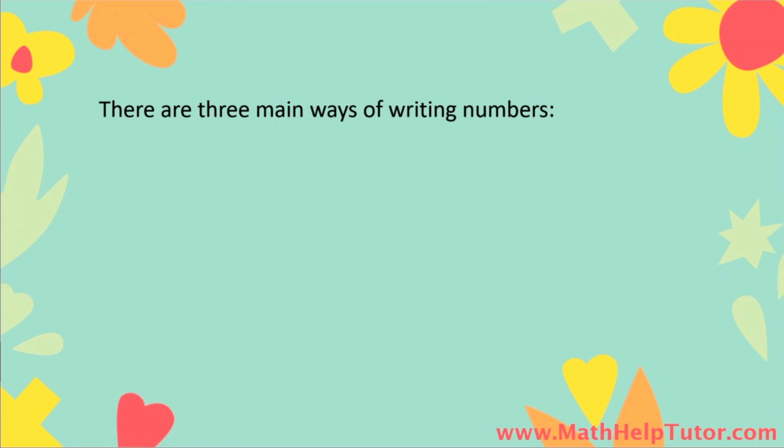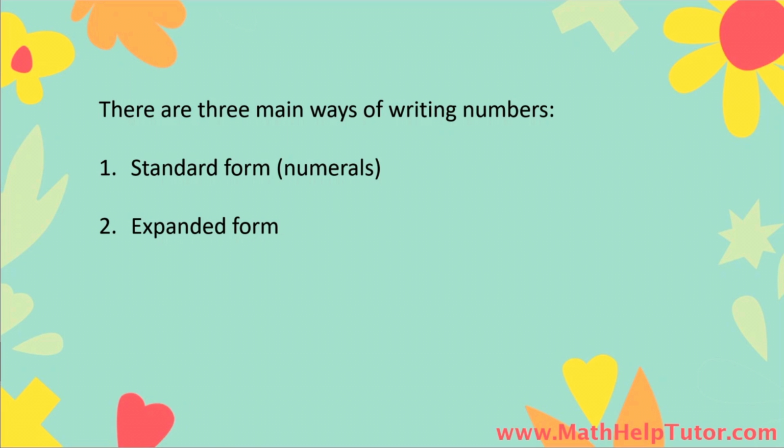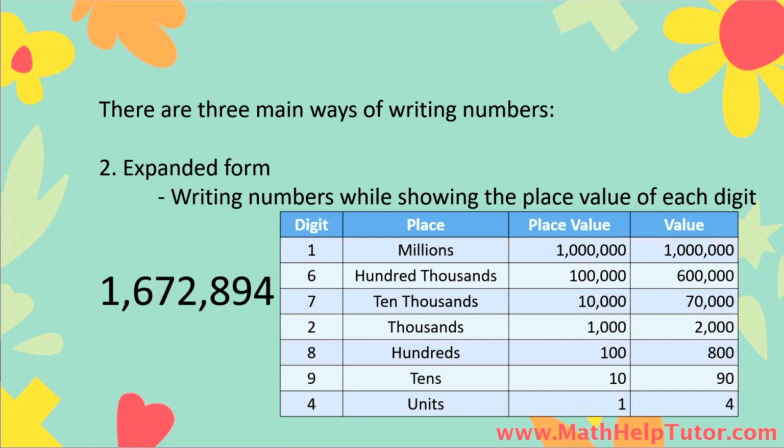There are three main ways of writing numbers. We could also write numbers using what's called the expanded form, which is also called the expanded notation, which indicates the place value of each digit in a number. In order for us to write the expanded form of a number, we have to know the digits, their place values, and finally, their actual values.